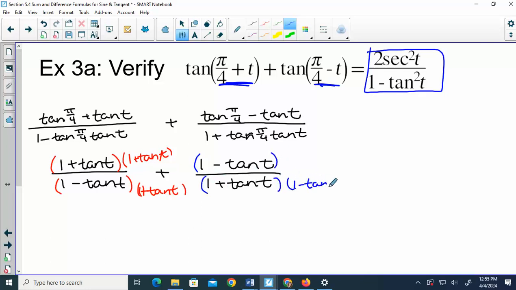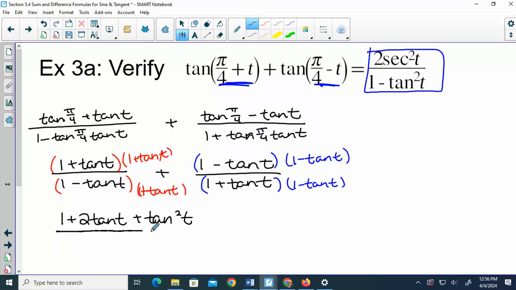Should we distribute? Is it worth foiling? Yes. So if we flip, we get 1 plus 2 tangent of t plus tangent squared t. And the bottom, that's 1 minus tangent squared t. This one is 1 minus 2 tangent t plus tangent squared t.